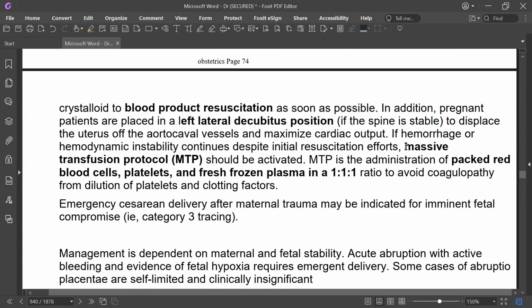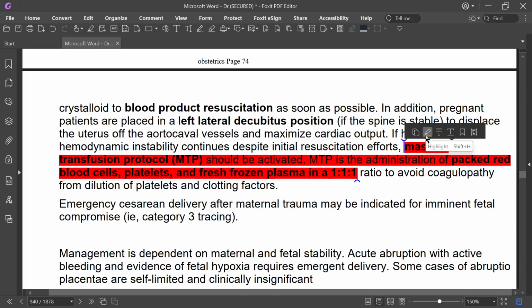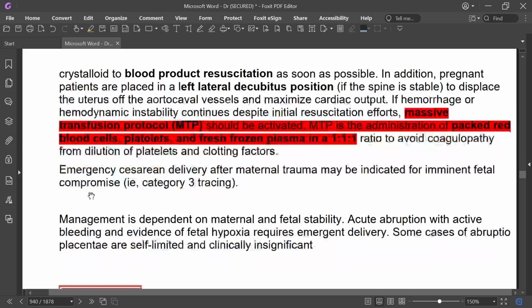We know that in massive transfusion protocol, if there is heavy bleeding, the ratio is 1:1:1: red blood cell first, then platelet, then plasma, to avoid coagulopathy from dilution of platelets. Emergency cesarean delivery after maternal trauma may be indicated for imminent fetal compromise.